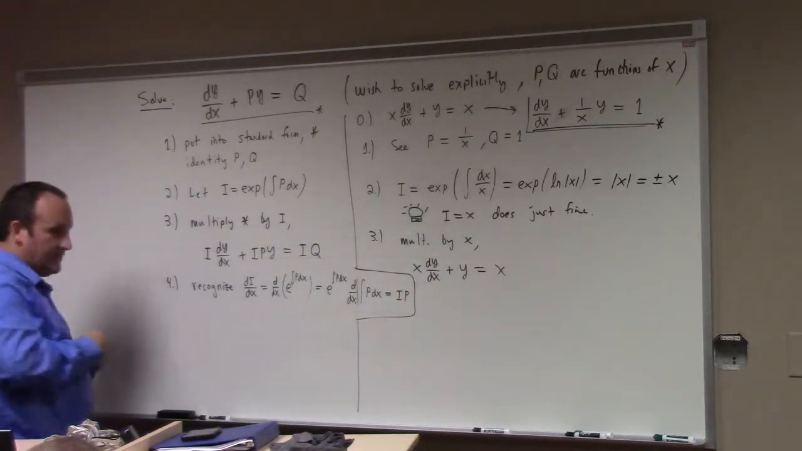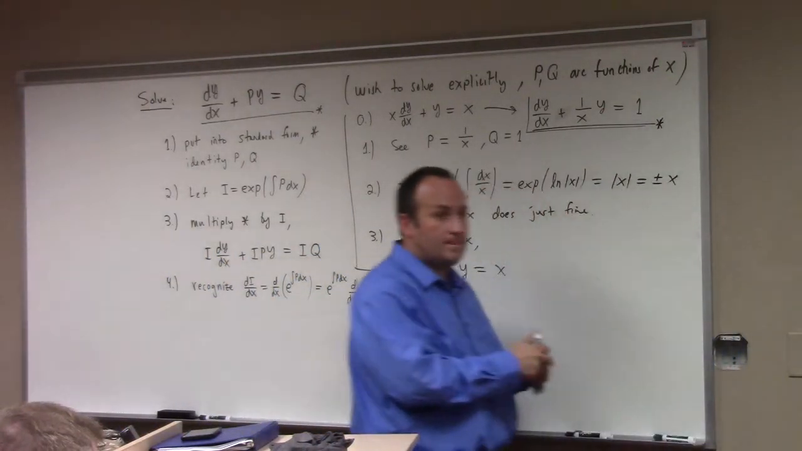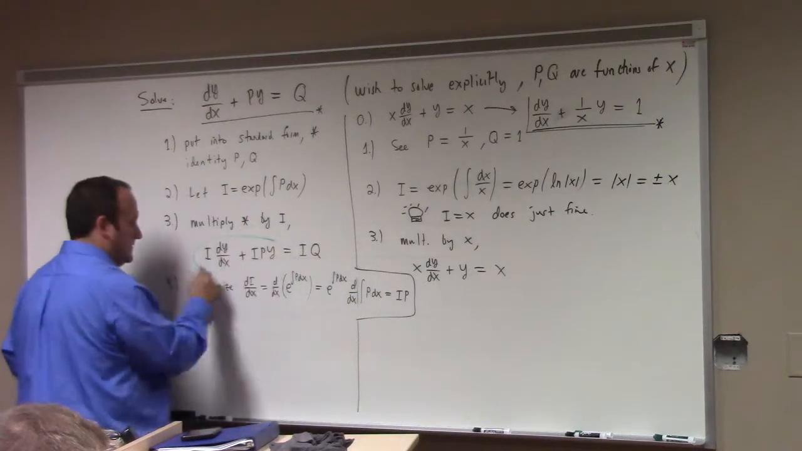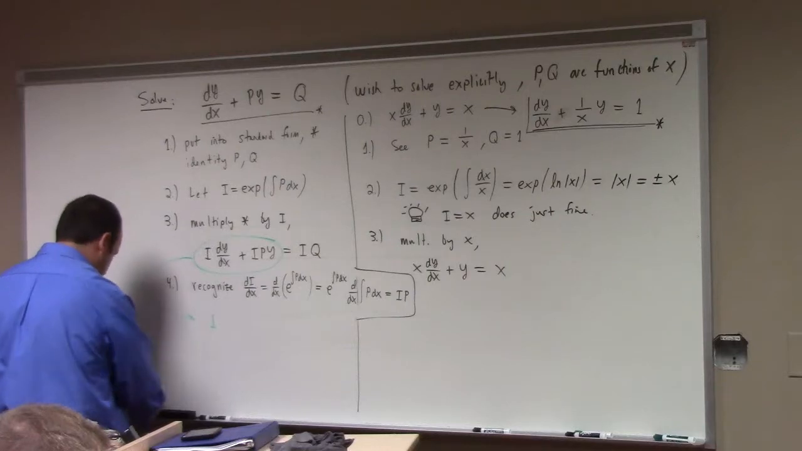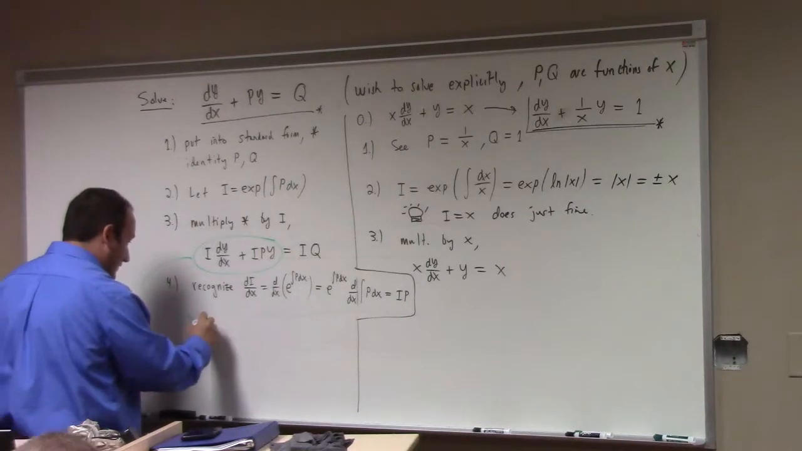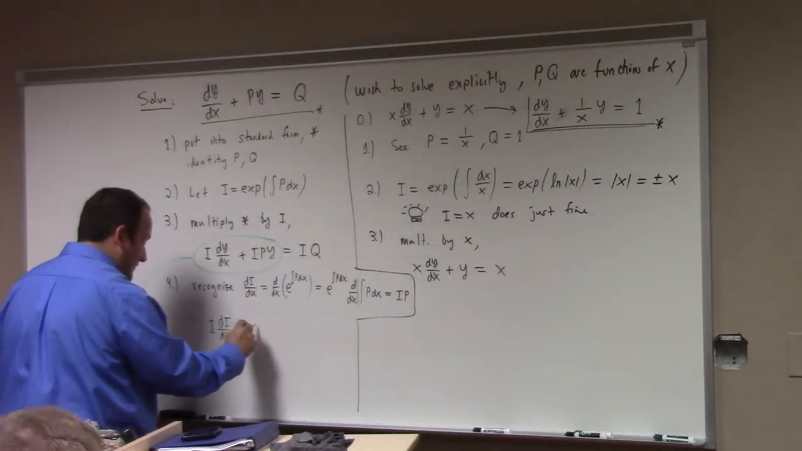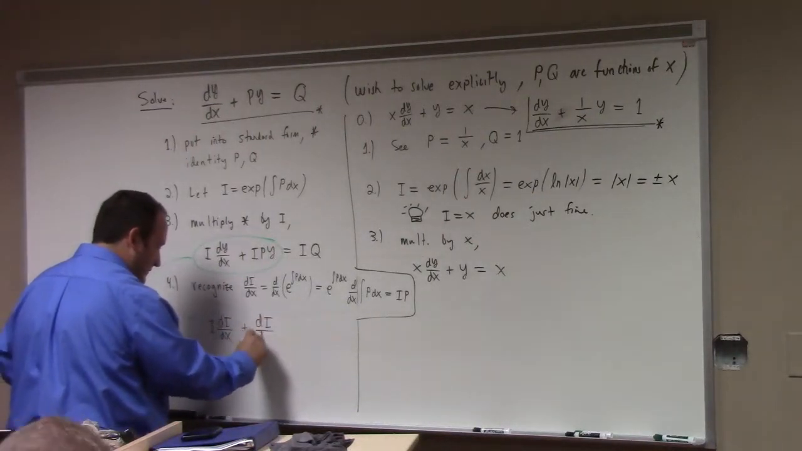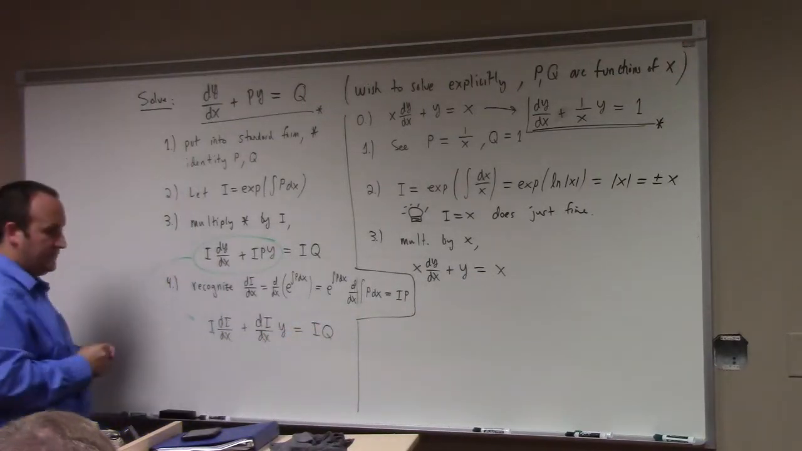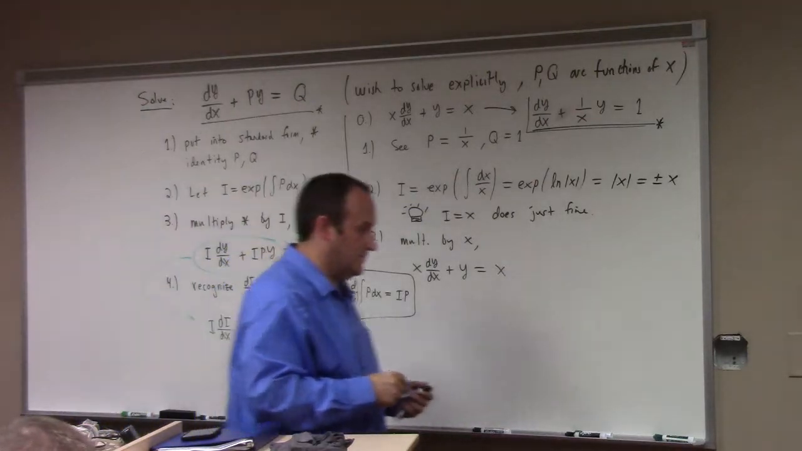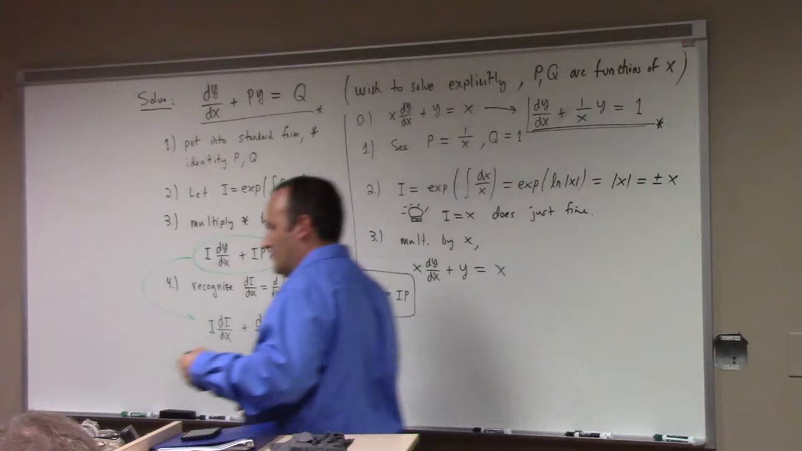So what I'm trying to say here is, in general, the construction of the integrating factor is such that this just becomes I. Let me write that in not green, because green doesn't show up. I times dy/dx plus dI/dx times y equals IQ, where I traded IP, right? I traded IP for what?